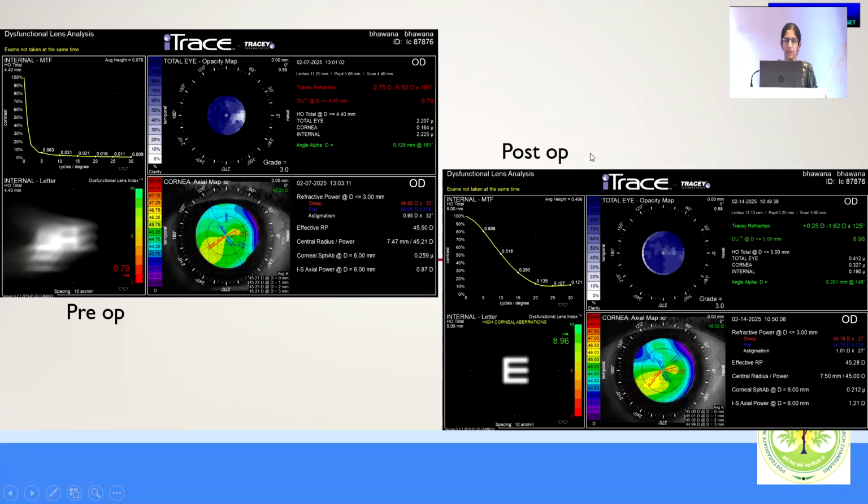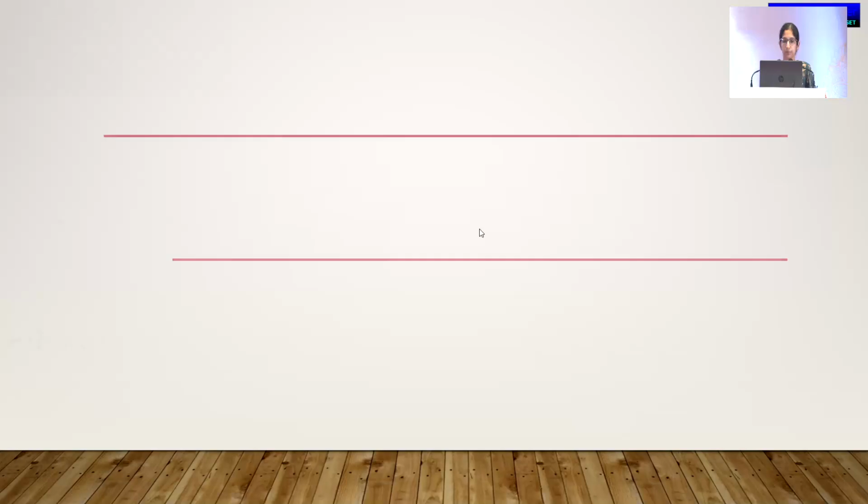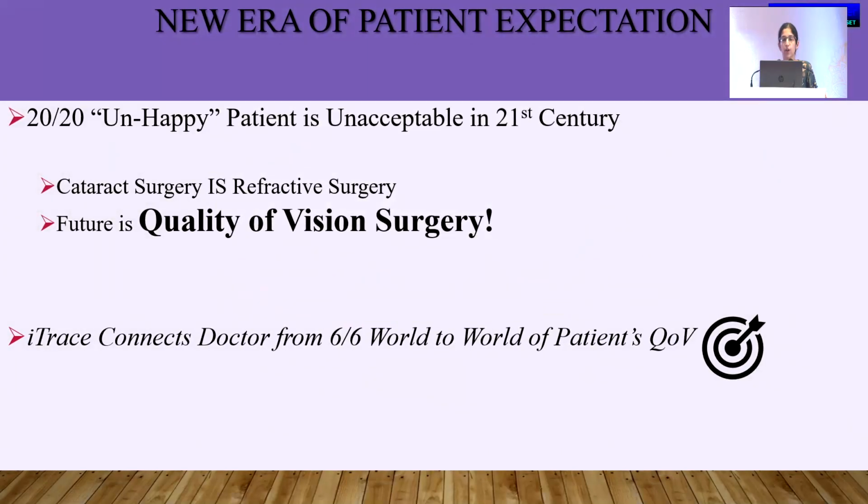Post-operatively, we can see after the surgery, the MTF has improved, and the higher order aberrations because of the internal aberrations, they have completely gone. So this new era of patient expectation, like 2020 patient, unhappy patient, is unacceptable in the 21st century, because cataract surgery is now a refractive surgery, and the future is quality of vision, and this quality of vision can be achieved by using this gadget called the eye trace. Thank you.